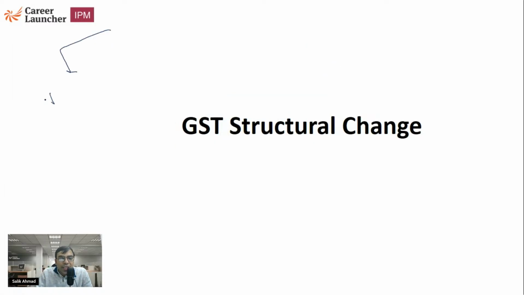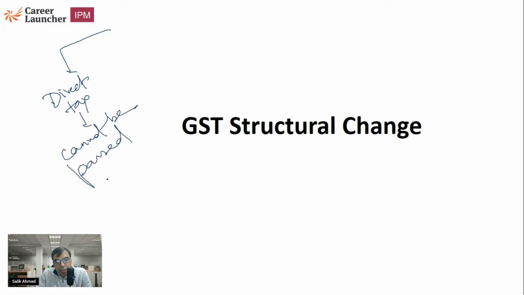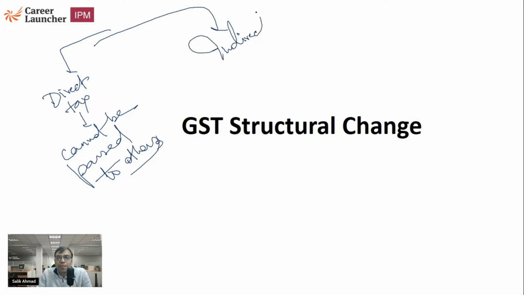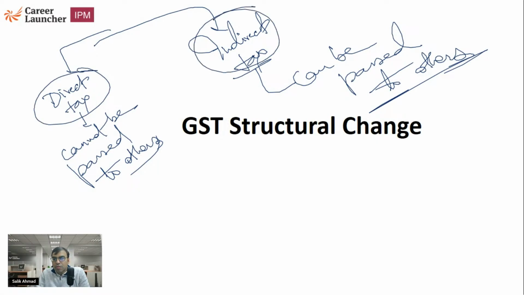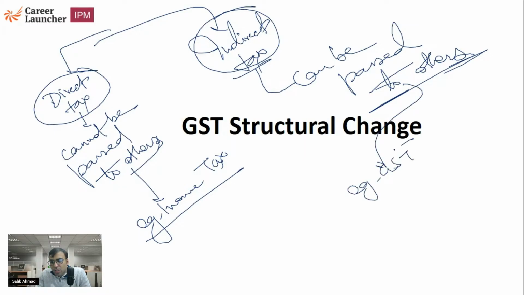देखो, डायरेक्ट टैक्स विच कैन नॉट बी पास्ड ऑन टू अदर्स, cannot be passed on to others. Indirect tax, which can be passed on to others. Direct tax and indirect tax. For example, income tax. If you are earning more than 12 lakh rupees, you have to pay the income tax. You cannot pass on to others. But indirect tax, for example, GST, that can be passed on.